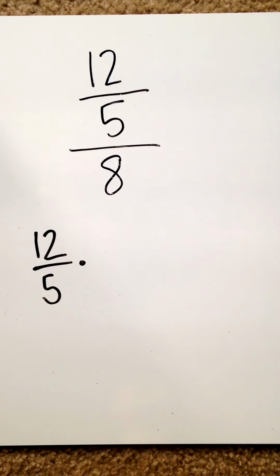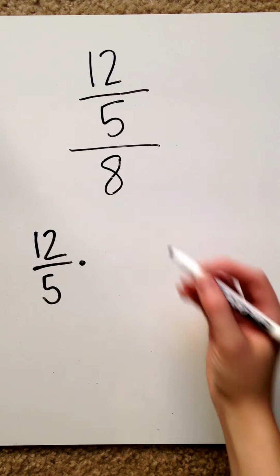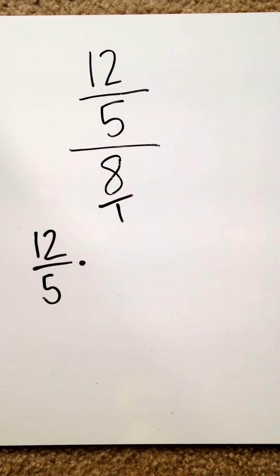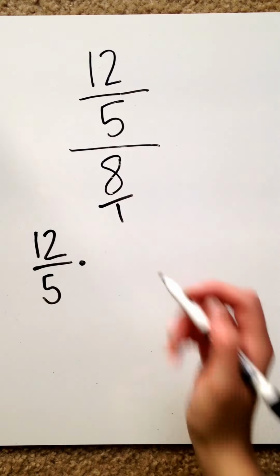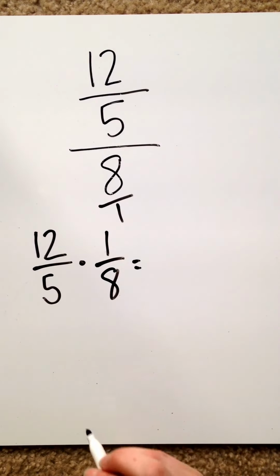Well, when I flip something, I really want it to have a numerator and denominator, so I can easily flip it. So again, whole numbers we can always put over 1. Now I can easily see when I flip it, it becomes 1 over 8. And then we multiply across.